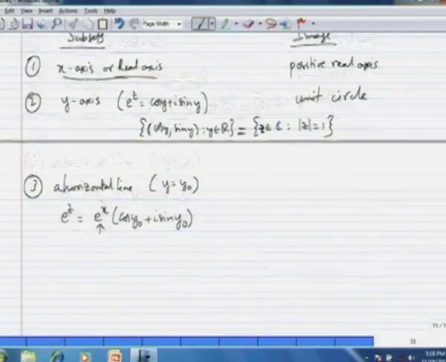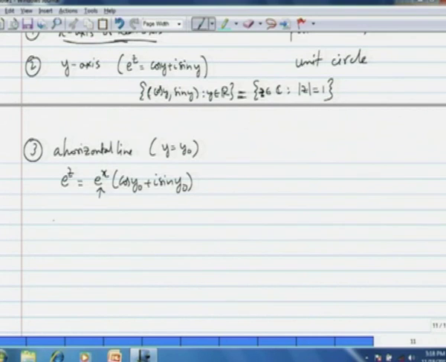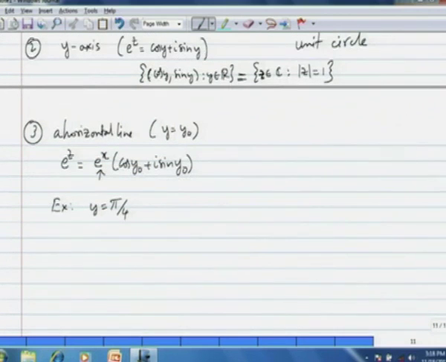Okay. So, to give an example, if you look at y naught equals pi by 4, the constant line y equals pi by 4. Okay. So, you are looking at e power z equals e power x times (1 plus i) by root 2.